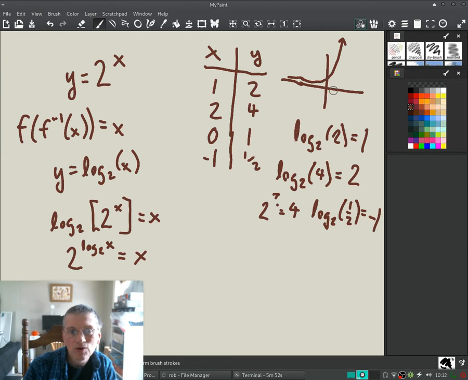So basically, it is an inverse function. This goes through the point 0, 1. This goes through the point 1, 0. And it looks like that.